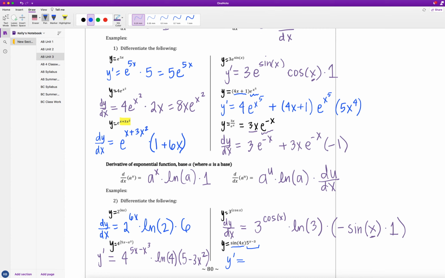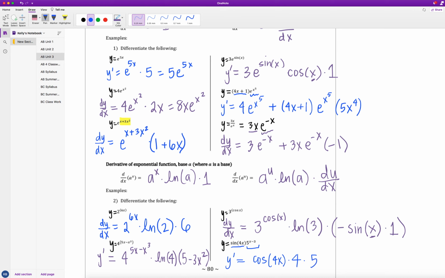Okay, let's check our derivative. So using the product rule, I'll start with the derivative of the first function. To take the derivative of sine of 4x, I'll be using a chain rule. Derivative of sine is cosine. Keep the inside the same, so the 4x stays the same, times the derivative of the inside, which would be the derivative of 4x, which is 4.